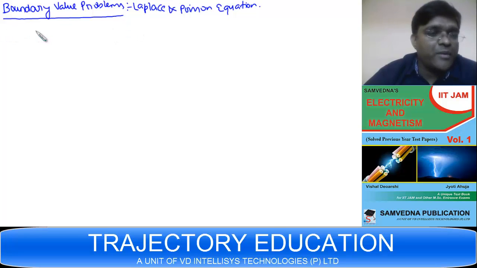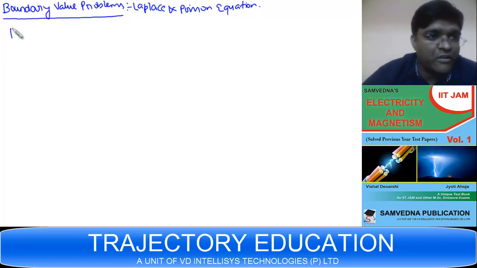Here you won't be given the complete description of charge. You will be given either no description of charge or some partial description of charge, and some boundary conditions. You won't know completely what the charge distribution is. From those boundary conditions you have to generate how the field and potential vary. For that, these two equations are very important. They are not very different.